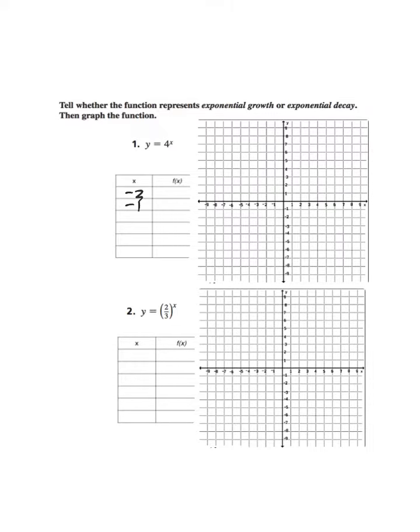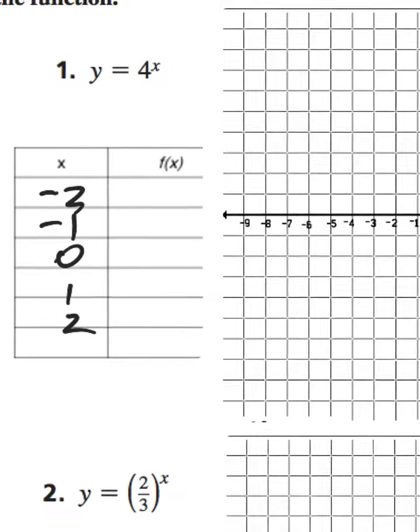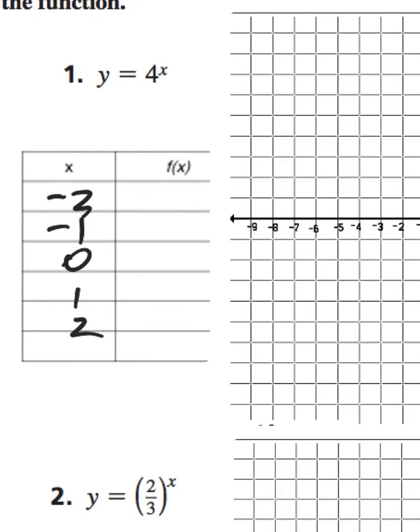-2, -1, 0, 1, 2. 4 to the -2 is going to be 1/16. 4 to the -1 is going to be 1/4. 4 to the 0 is 1 again. 4 to the 1 is 4. And then 4 squared is 16.